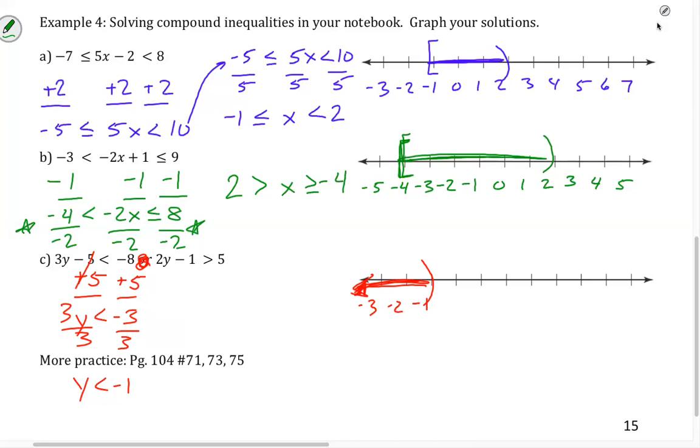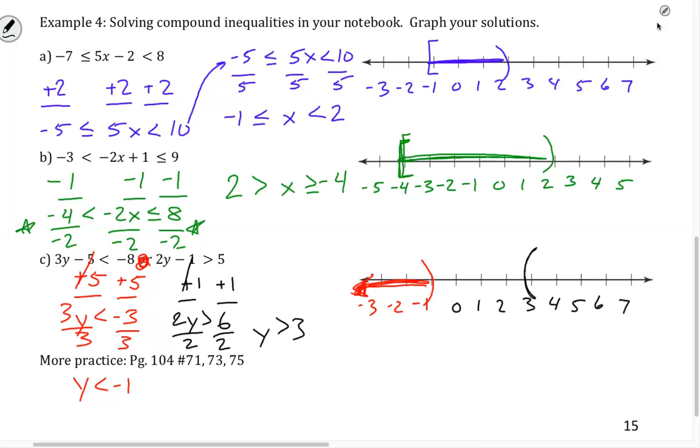Nikki, I need you to do the 2y minus 1. What was your first step here? Add 1 to both sides. Okay. And then you get 2y is greater than 6. And then you divide by 2 on each side. You got y is greater than 3. Oh, yeah. Three. So now we have an open bracket shading to the right. Nicely done.